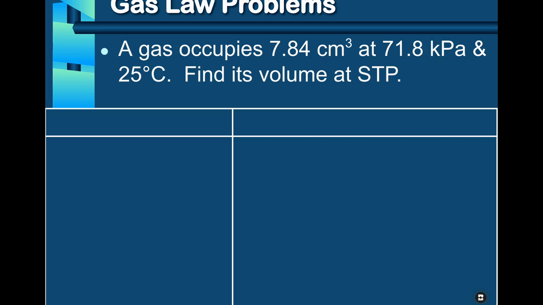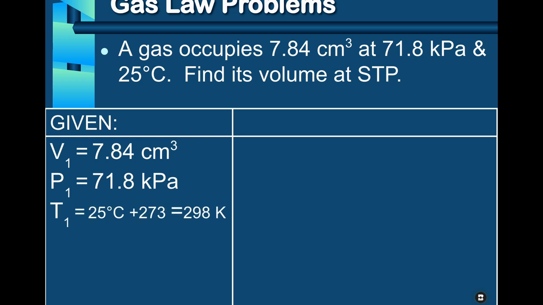So let's take a look at a problem. So here we have a gas occupying a volume of 7.84 centimeters cubed at 71.8 kilopascals and 25 degrees Celsius. So let's find what the volume would be if we change the conditions to STP. So what's given to us? A volume, a pressure, a temperature. And let's automatically convert that 25 degrees Celsius to 298 Kelvin.